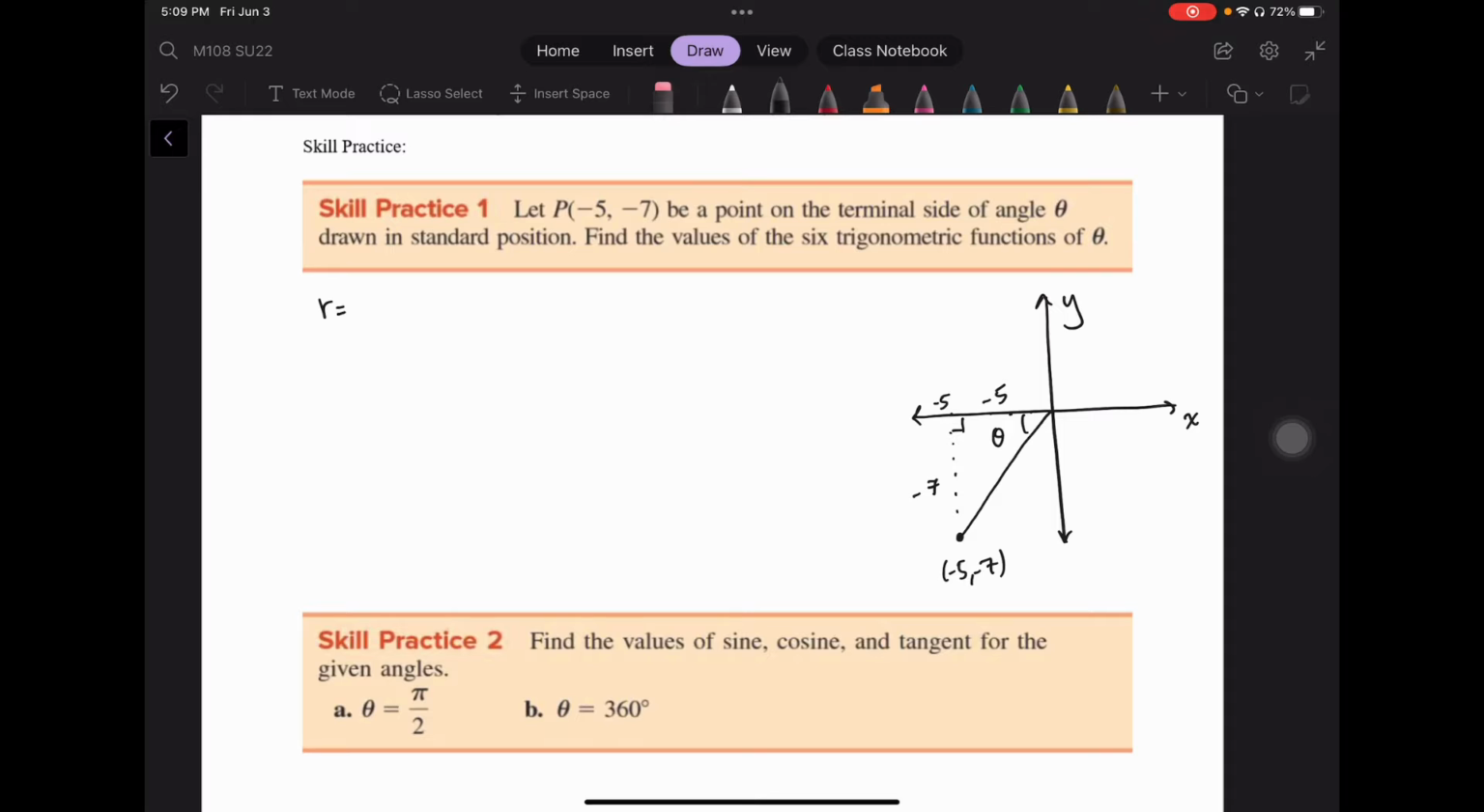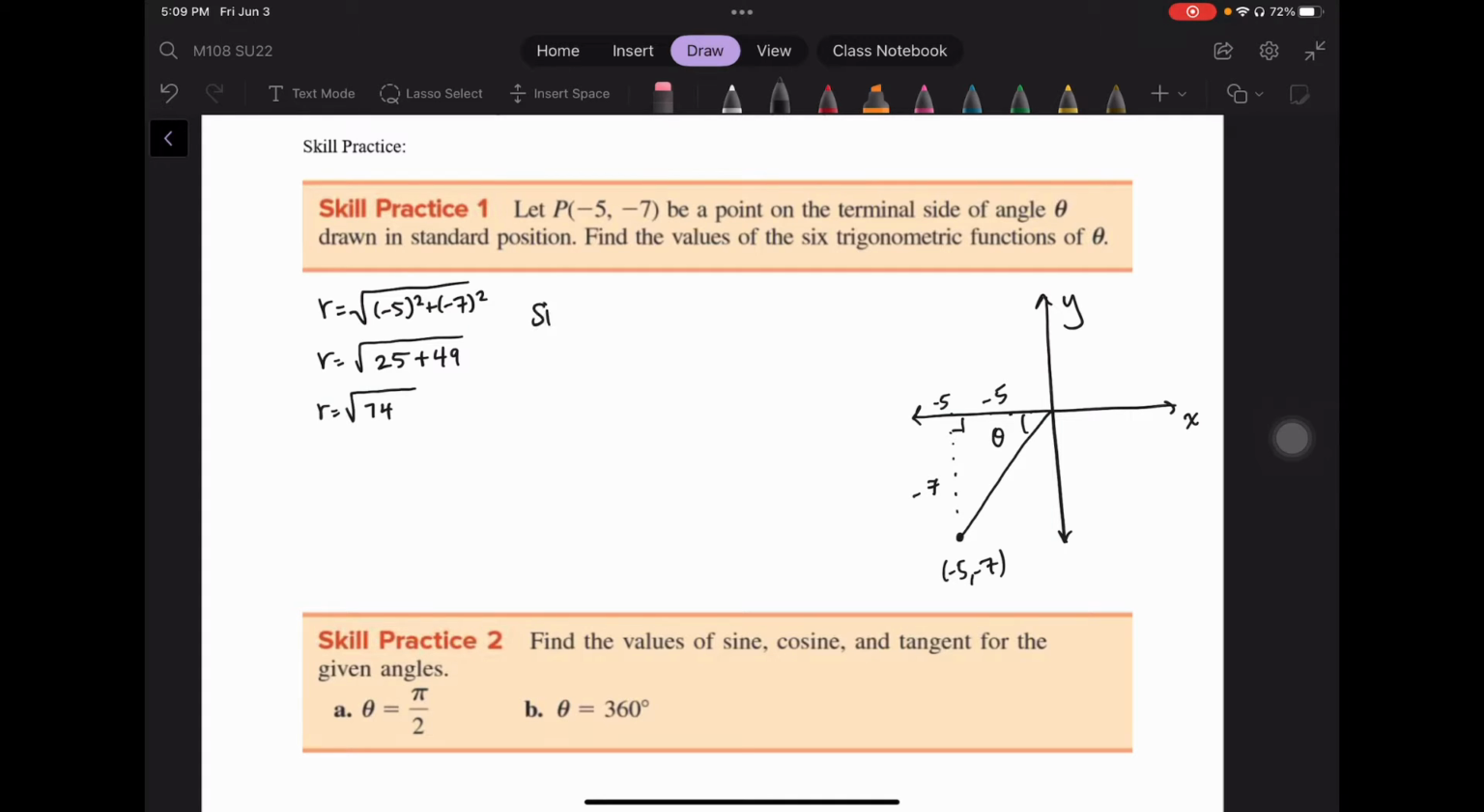And remember that r is equal to the square root of the x value squared plus the y value squared. That's going to be the square root of 25 plus 49, or the square root of 74. Now, 74 is not something that has any perfect squares in it, so we're just going to leave it as the square root of 74.